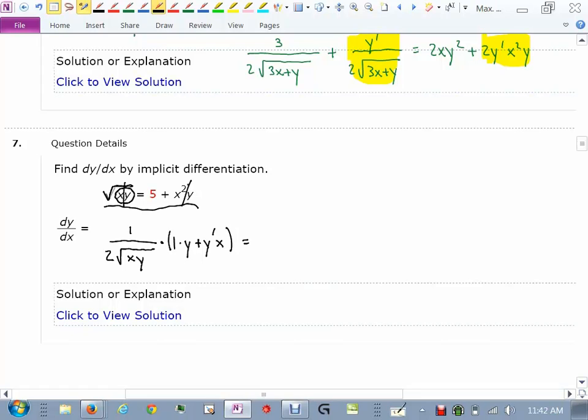And then on the right side again, product rule. So 2xy plus y prime x squared.